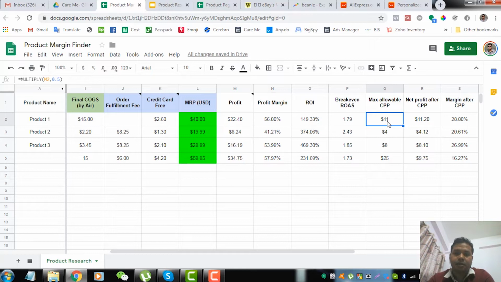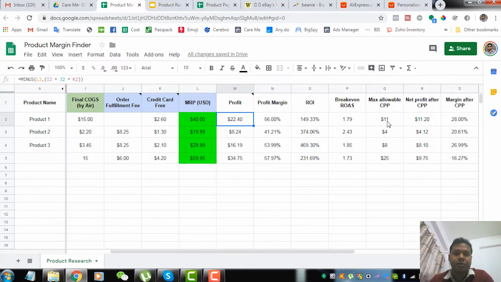max CPP is something which is tricky here. Now let's see what our numbers are. Our profit is $22.4 and our margin is 56%. That means technically we can afford to pay $22 per sale. That means $22 is our break-even point. So is it a good number or a bad one?